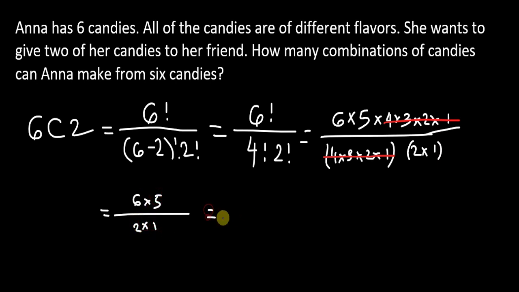6 times 5 over 2 times 1. And 6 times 5, that is equal to 30. And 2 times 1 is 2. And 30 divided by 2, that is equal to 15. So there are 15 combinations of candies Anna can make from 6 candies.